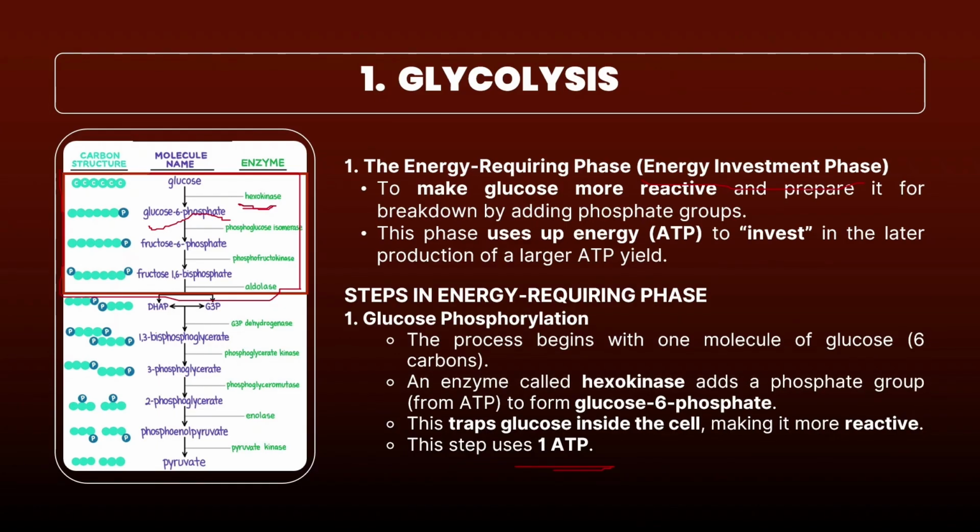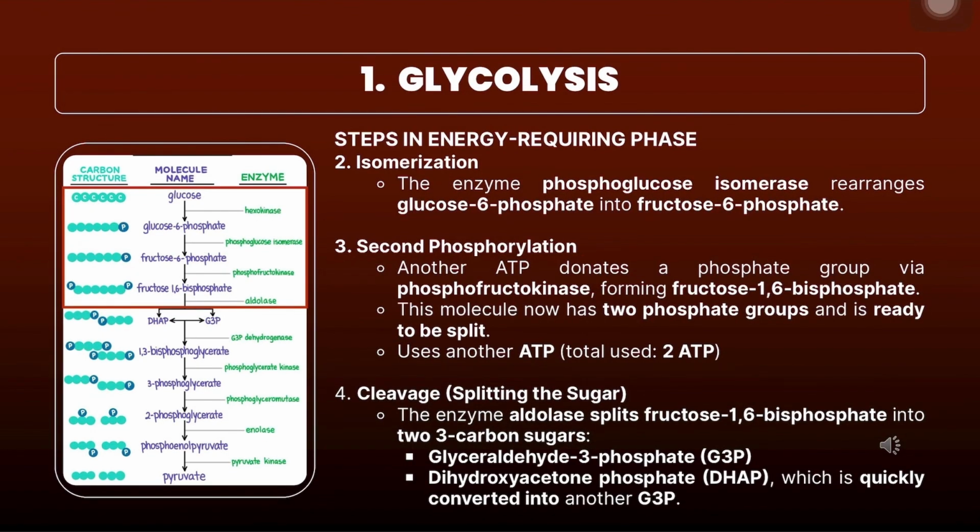Next, the enzyme phosphoglucose isomerase will now rearrange the glucose 6-phosphate into fructose 6-phosphate. Okay, so again, because of this enzyme, the phosphoglucose isomerase, we can rearrange the glucose 6-phosphate into fructose 6-phosphate. So this simply changes the structure from one sugar to another sugar.